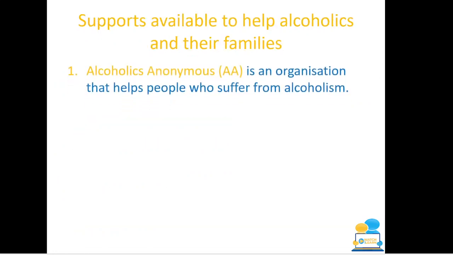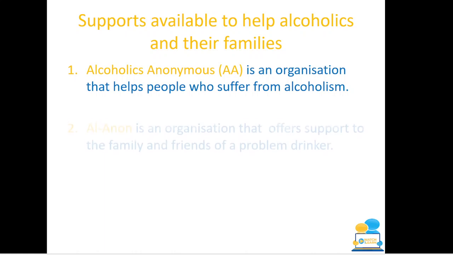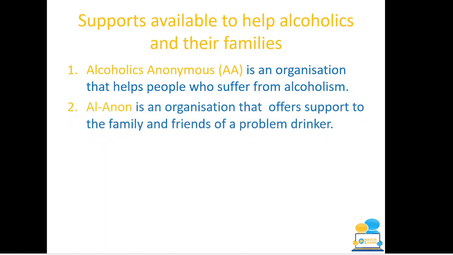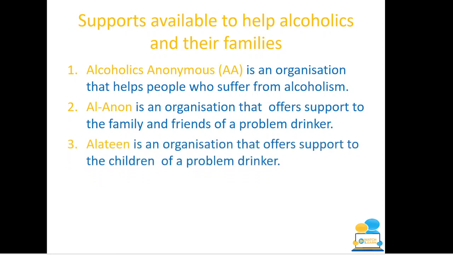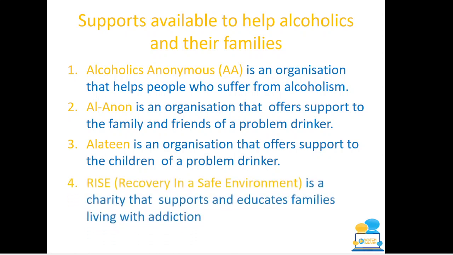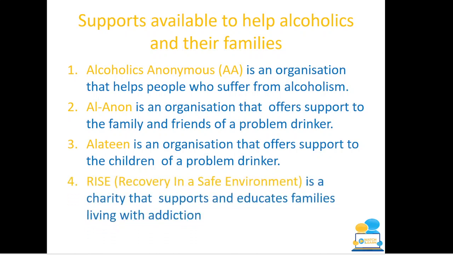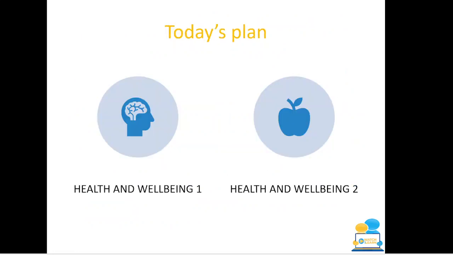So supports available. So you've probably all heard of the AA, so Alcoholics Anonymous. So essentially allows people who are suffering from alcoholism to meet in a safe, trusted environment where they can talk. Al-Anon is the same thing, but it's for the families and friends of the problem drinker. Al-Teen is specifically for teenagers who are suffering with alcoholism. And Rise is recovery in a safe environment, and essentially it's a charity that supports and educates families who are living with addiction, so whether that be drugs or alcohol.